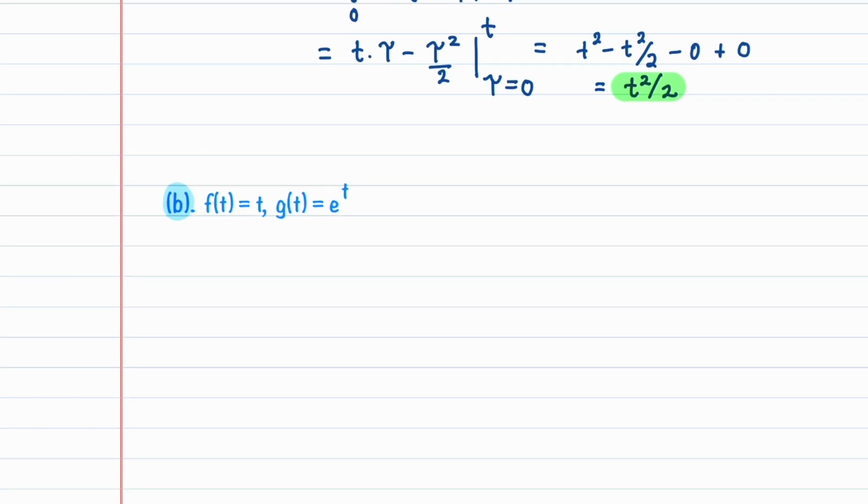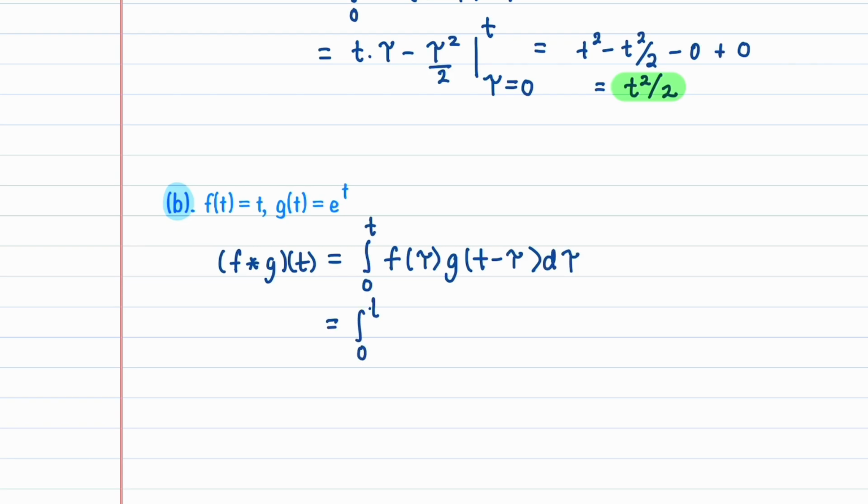Let's now do one that's a little bit more complicated. We'll again start with our definition. The convolution of f and g as a function of time is defined to be the integral from 0 to t, f of tau times g of t minus tau d tau. Our function f is equal to t, so f of tau is just tau, and then we have g of t minus tau, and that's e to the t minus tau, and we're integrating with respect to tau.